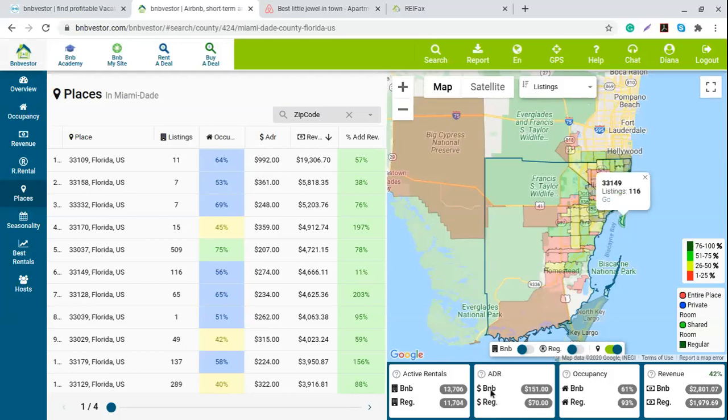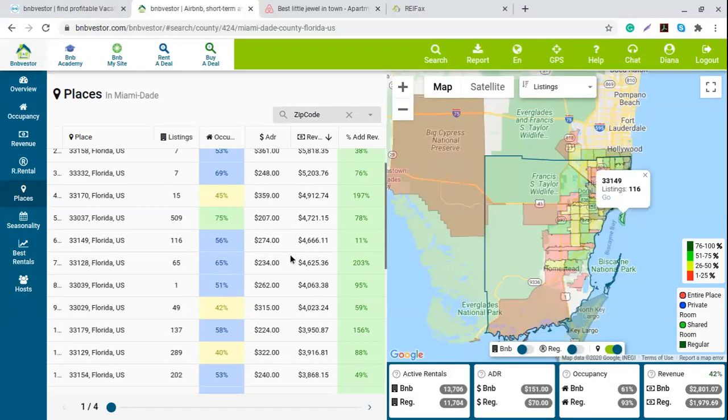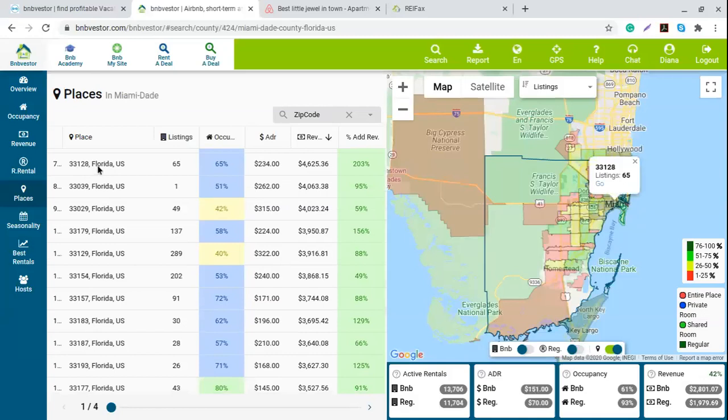Let's go ahead and see maybe one zip code that has similar numbers based on the entire county. So I can go ahead and select, for example, this one, 33128. 65 listings, 65% occupancy. On average, these listings are asking $234 daily, and the revenue is this amount. And if I have one property and I list it to maintain this occupancy, and on average at this amount of money, I can get this amount right here, of course.